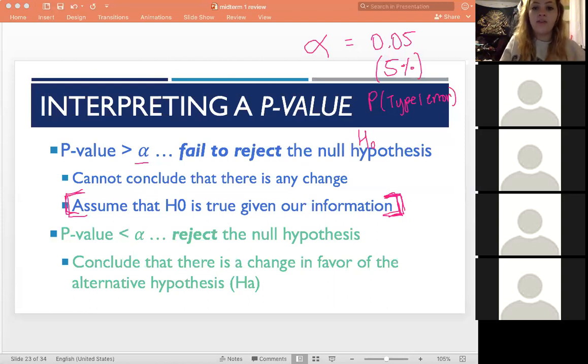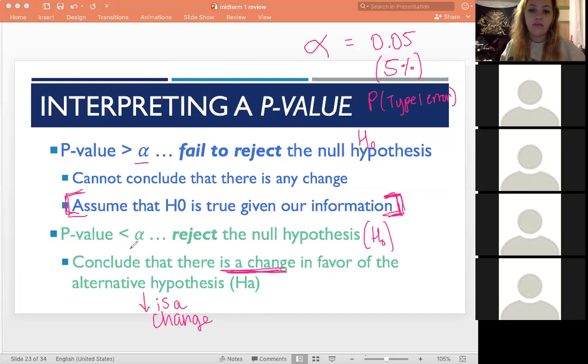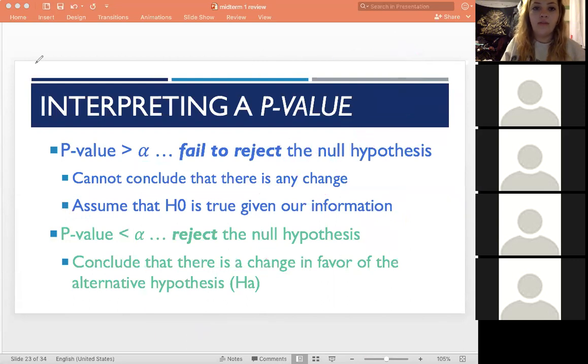But if our p-value is less than alpha, we've got something interesting going on. So we're going to reject our null hypothesis, and conclude that there is a change in favor of the alternative hypothesis, because remember that the alternative hypothesis is saying that there's a change, which is why it's going to be in favor of that. So p-value less than alpha, there is a change, and there's going to be no change if we fail to reject the null. So that's how we interpret the p-value.